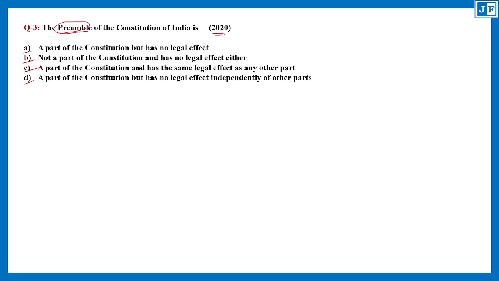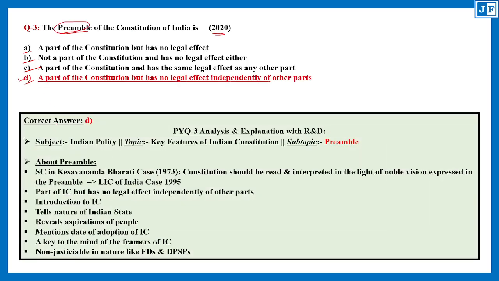It was asked in 2020 and the right option is D. It is framed from Indian Polity. Topic is key features of Indian Constitution. Subtopic is preamble. About preamble we have discussed in earlier video also. Again, the Supreme Court in the Kesavananda Bharati case 1973 held that the Constitution should be read and interpreted in the light of the noble vision expressed in the preamble. Even in the LIC of India case, the Supreme Court held that it is a part of the Indian Constitution, but it has no legal effect independently of other parts of the Indian Constitution.